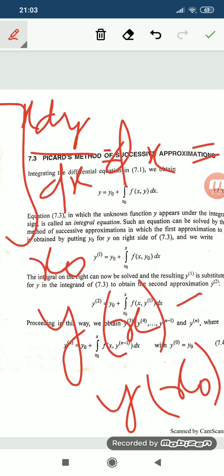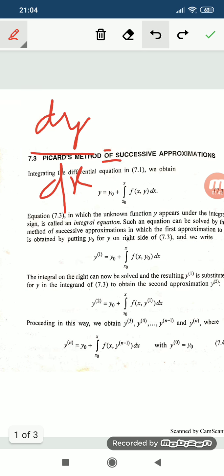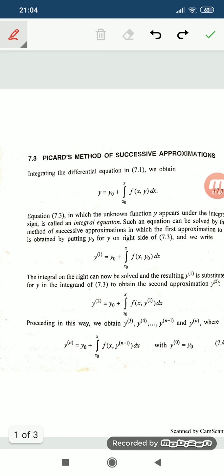Now what is y at x naught? Y at x naught was given to be y naught, so we will simply write y naught for y at x naught. Now if I take this minus y naught to the right hand side, I will get this particular integral equation given in equation 7.3 here. Now this integral equation will be used to find the successive approximations.